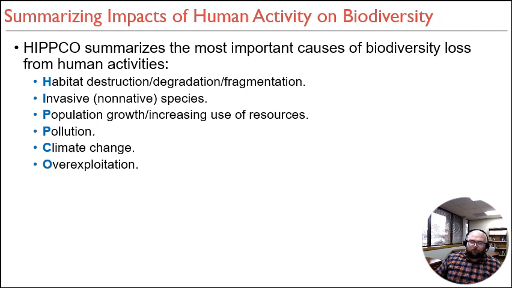So this is an acronym used in environmental science a lot to summarize the impacts of human activity on biodiversity, on the extinction of species, and it's HIPPCO. So each of those, HIPPCO, stands for one stream of human activity that can negatively impact biodiversity. So number one is habitat loss. So think about using land for other purposes, clearing forests, damming up waters to create lakes, right?